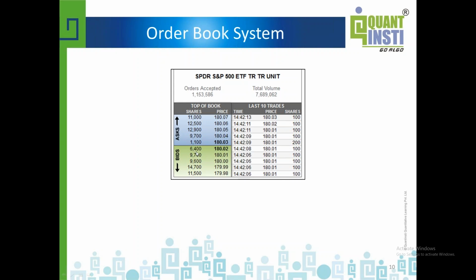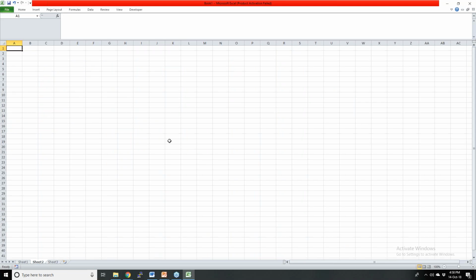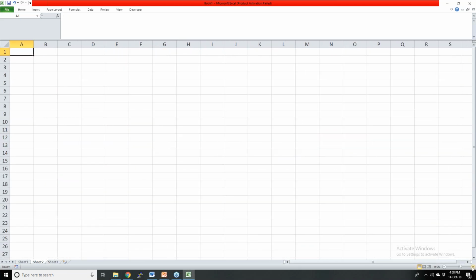There are some people who want to buy 6,400 shares at a price of 180.02, and somebody who wants to sell. So let me just do one more thing, because I really want you to understand how an order book is created and everything. So let me give you some instruction, and then so these are the orders.